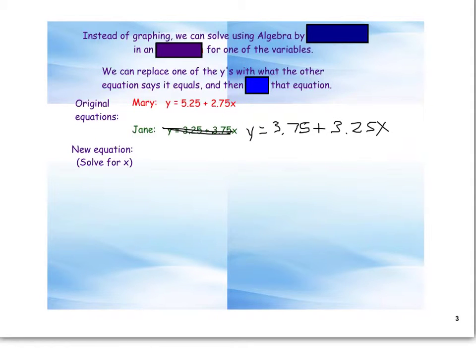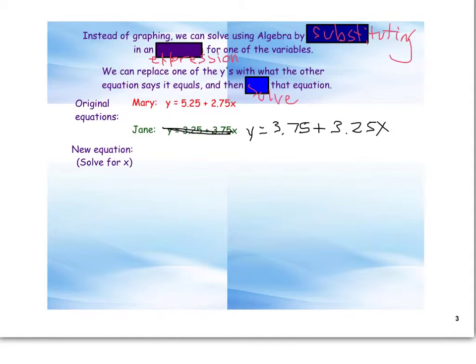So, instead of graphing, we can solve using algebra by substituting. This means putting something in the place of something else. So substituting, what we're going to put in the place is an expression. This means it might have regular old numbers, and it also might have some variables. Substituting an expression for one of the variables, we replace one of the y's with what the other equation says it equals, then solve that equation.